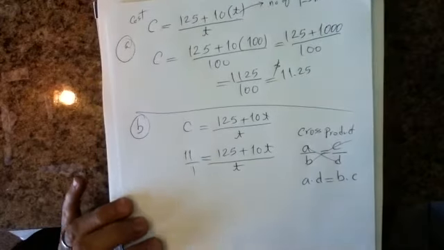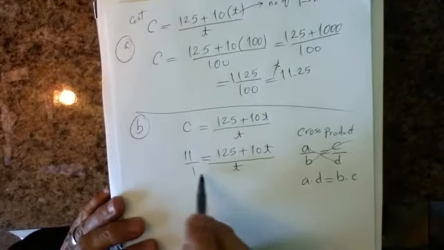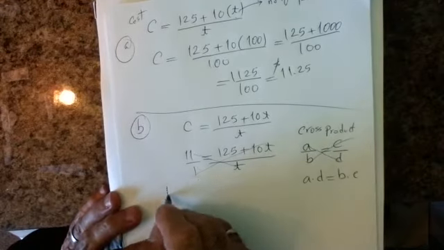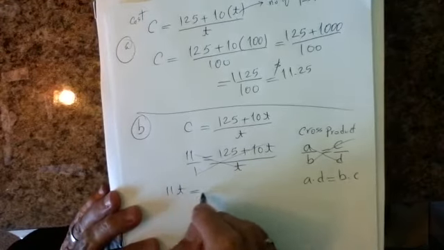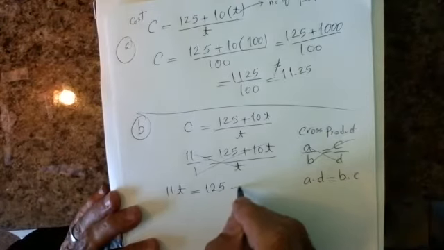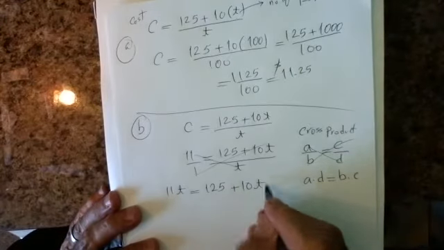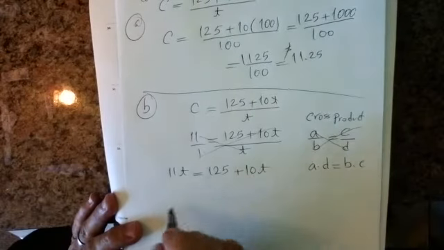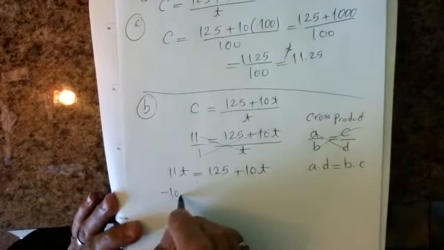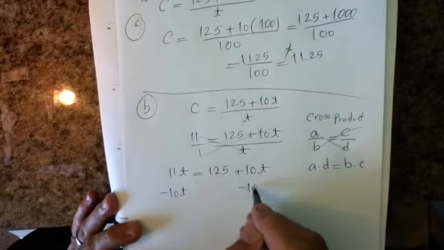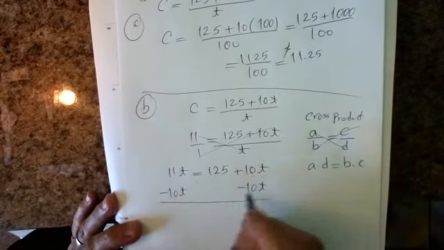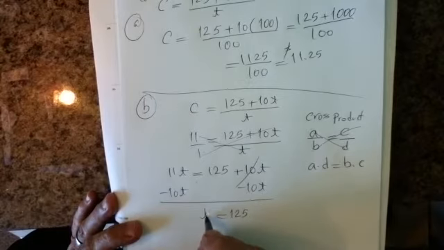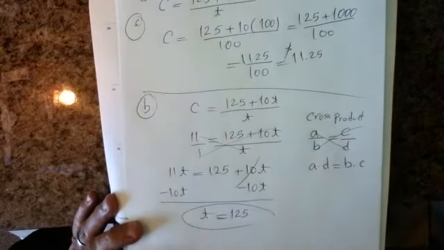So here, when these two fractions are equal, I cross multiply, okay? So I have 11t is 125 plus 10t. And then I move 10t to the other side. T is 125.